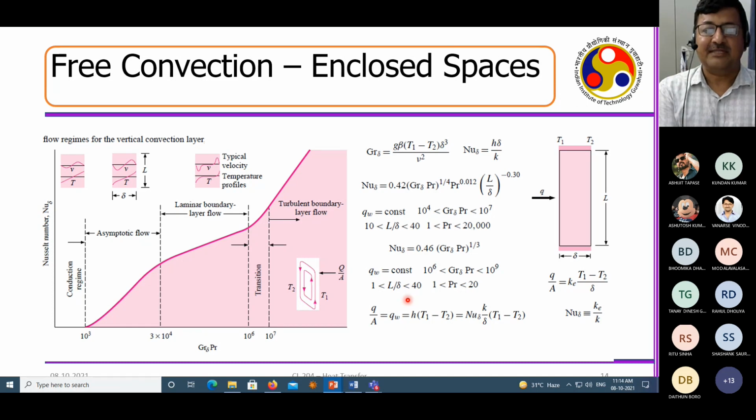Say for a pipe flow, what is the transition domain for a Reynolds number? 5 into 10 to the power 5 is for a flat plate, right? When you are doing the forced convection. For an enclosed surface, say suppose a parallel plate or a pipe flow, what is the transition Reynolds number? 2100, right? 10 to the power 3.